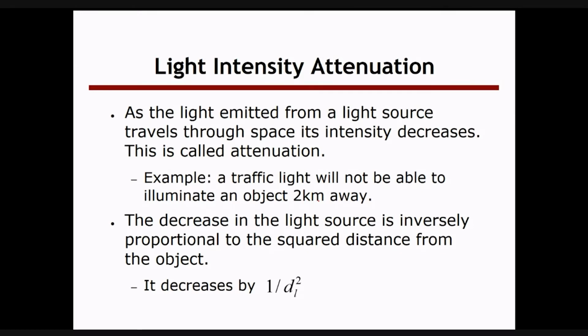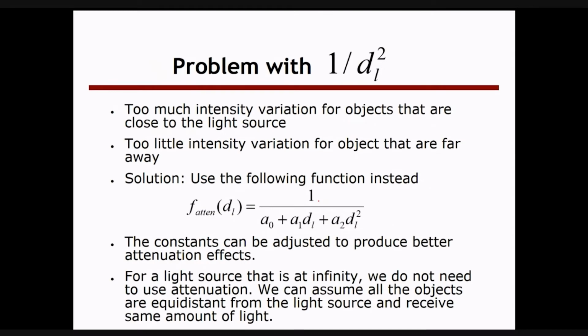Now the decrease in the light intensity is inversely proportional to the squared distance from the object. So how are they modeling this thing? The decrease that we are getting in the light source is inversely proportional to the squared distance from the object, and it decreases by 1 upon d, that is the distance from the light, and its square. So it can be given by this particular form: decrease in light source is proportional to 1 upon dl square.